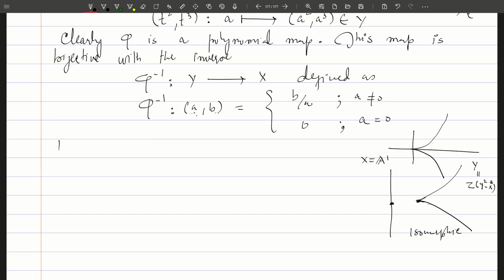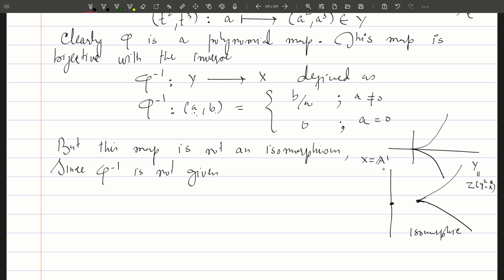So, this map, I mean phi inverse, is not an isomorphism, since the map phi inverse is not given by a polynomial.